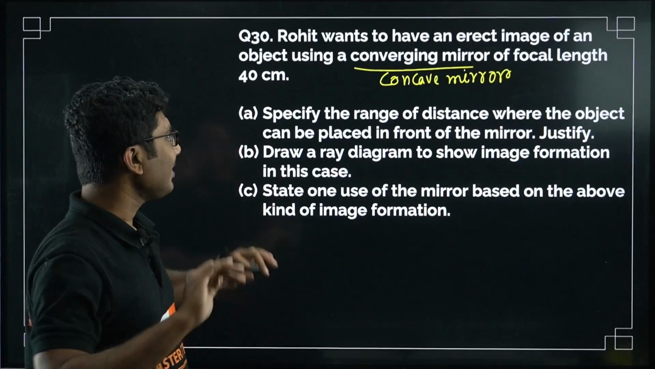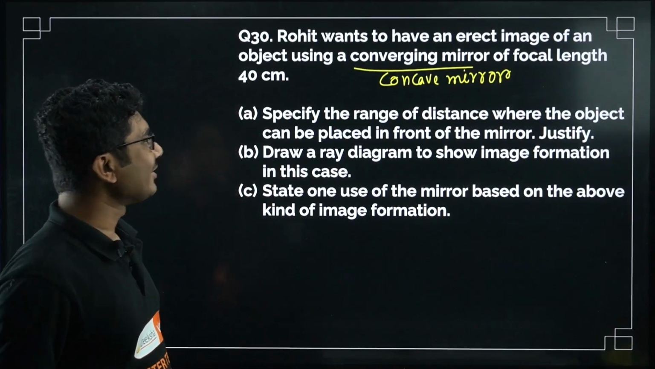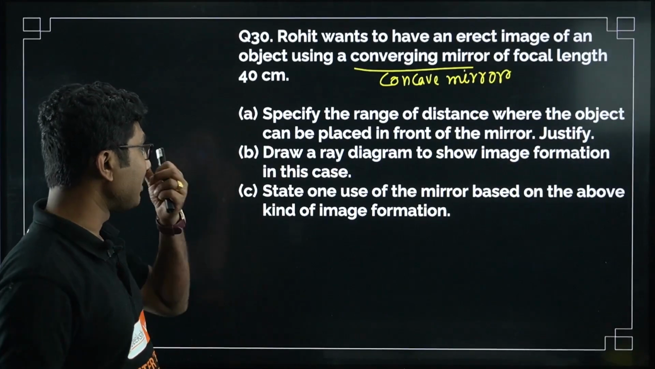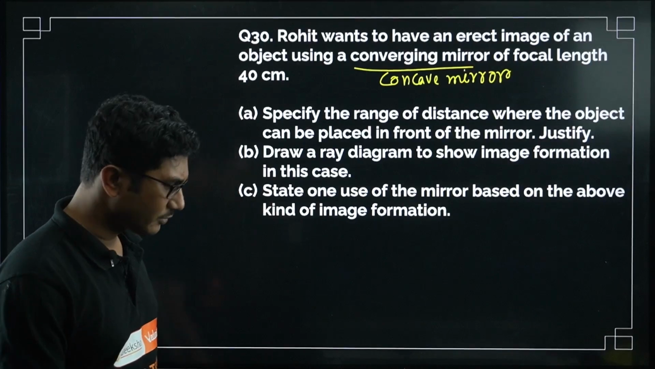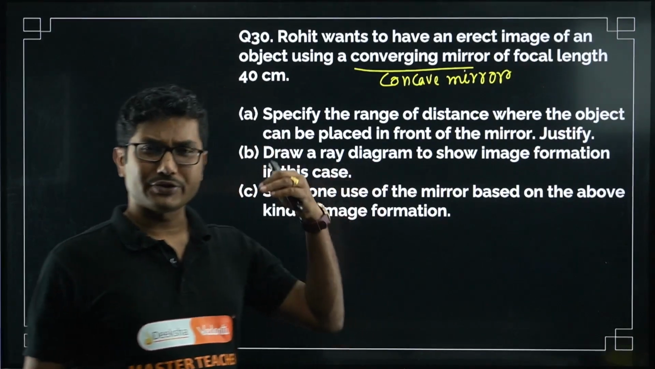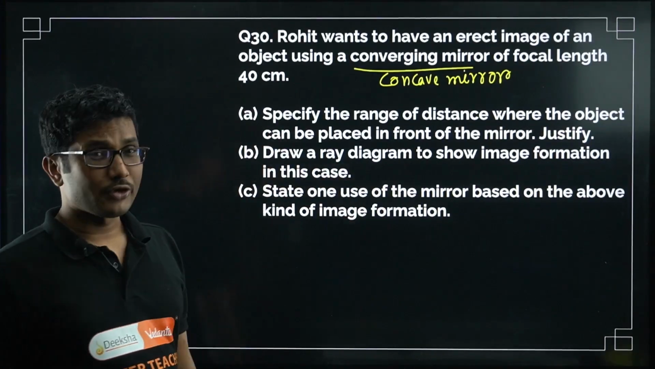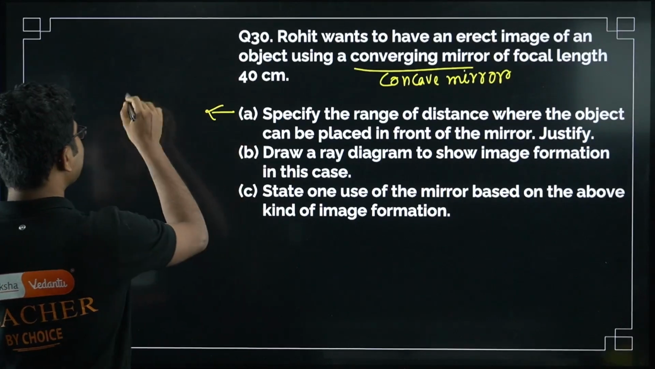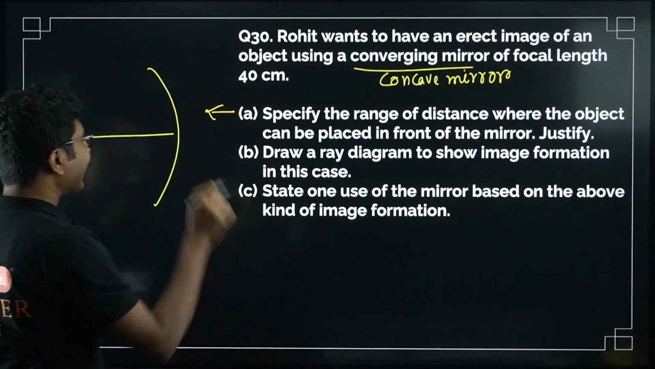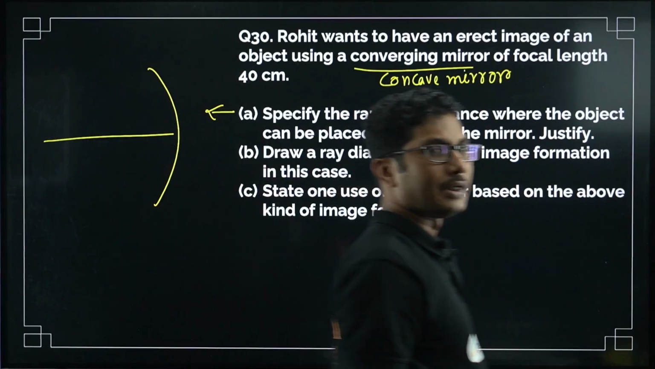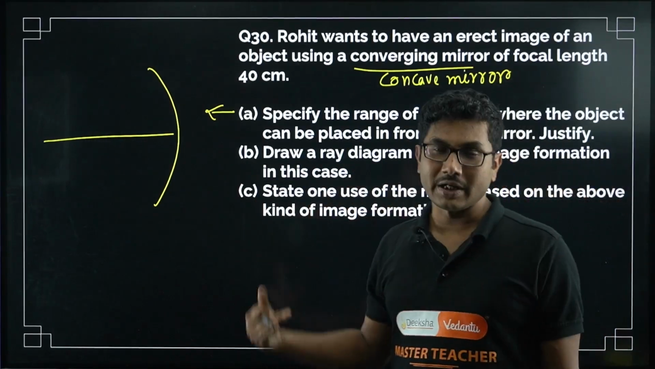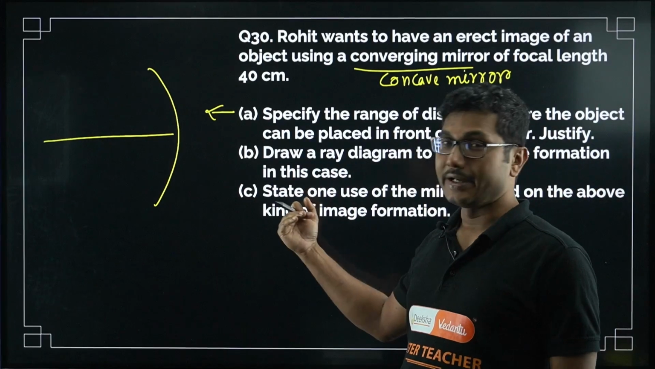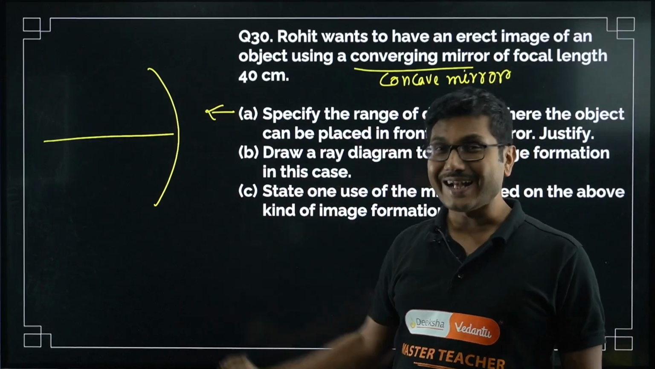Sorry. Now specify the range of the distance where the object can be placed in front of the mirror. Justify. So I remember I have solved a similar question in my regular classes, if you have seen them. Okay, so the range is basically given by when you are saying that you want an erect image by a converging mirror. That means converging mirror or converging lens, whatever it is, they produce an erect image.